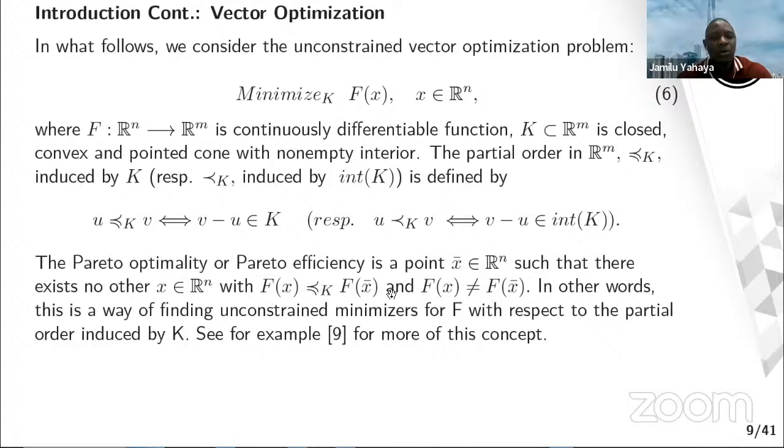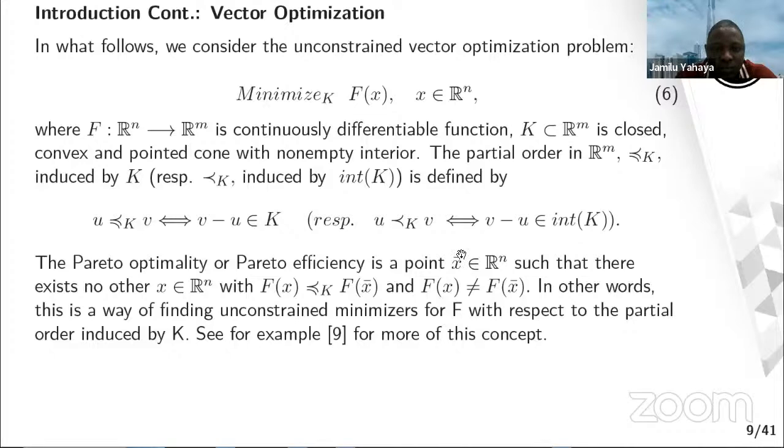So the optimality concept here is replaced by Pareto optimality or Pareto efficiency. It is a point x bar in R^n such that there exists no other point x in R^n with the relation F(x) less than or equal to F(x bar) with respect to K, and F(x) is not equal to F(x bar). In other words, this is a way of finding unconstrained minimizers for F with respect to the partial order induced by K. One can see reference number 9 for more details of this concept.